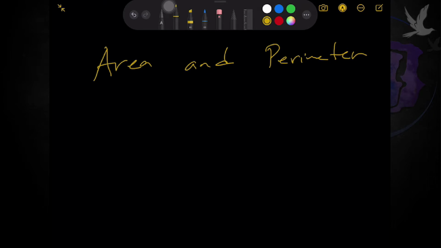Hello there, kids. Today we are going to talk about area and perimeter. Okay? So, klaruin ko lang yan. Okay, area and perimeter. So, taking area and perimeter of certain shapes.